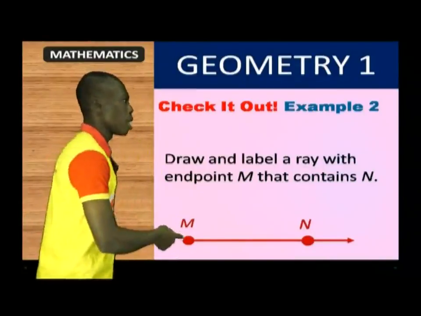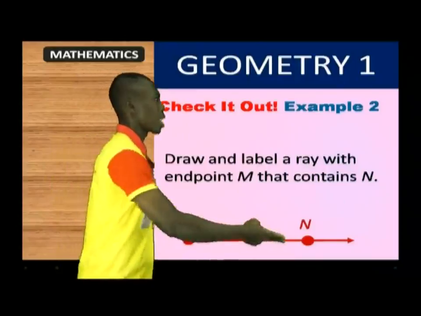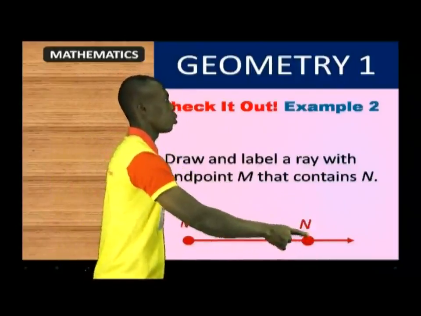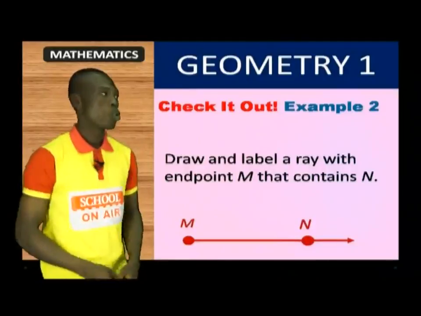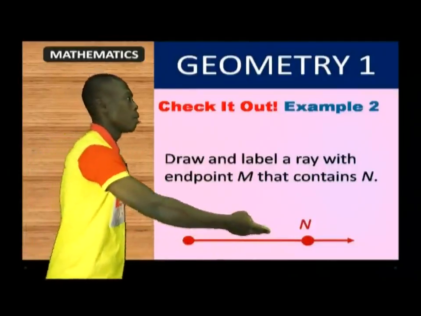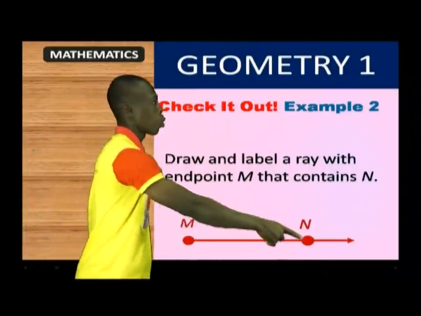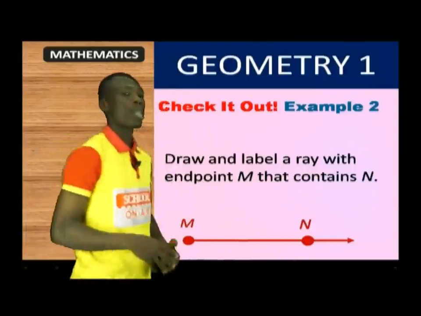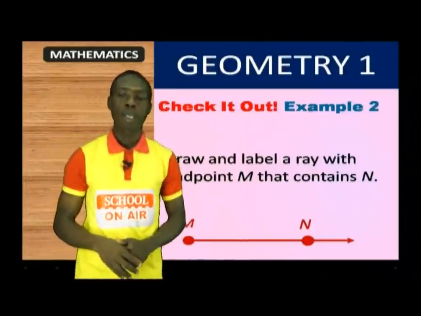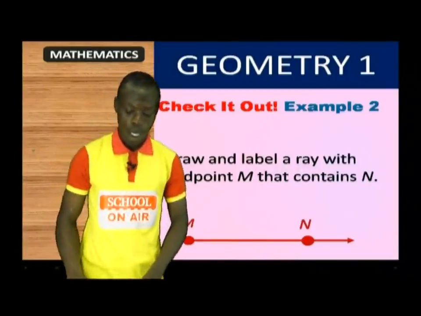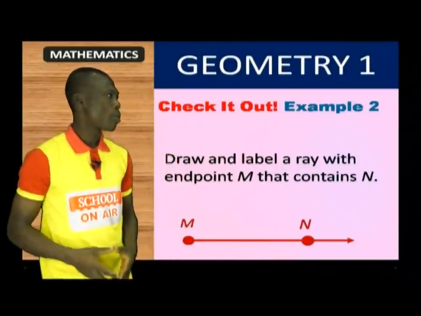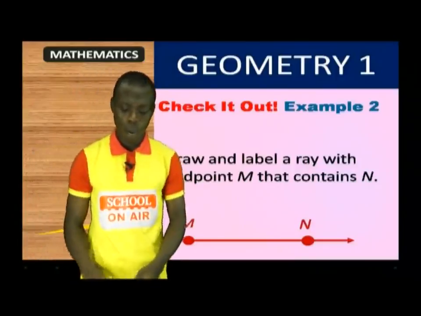So we have the ray with this endpoint M extending forever, and then we just locate an arbitrary point N on that ray. So we have a ray with endpoint M, and that also contains N, but which extends forever. So that's about that particular problem. So I believe you get it.